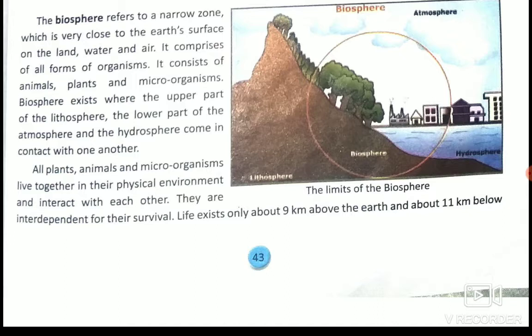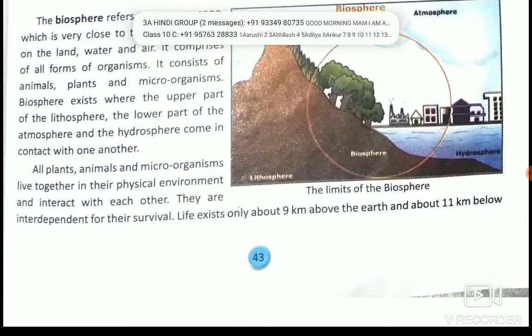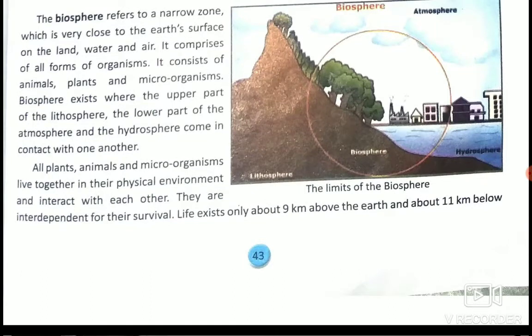The biosphere exists where the upper part of the lithosphere, the lower part of the atmosphere, and the hydrosphere come in contact with one another. So the upper part of the lithosphere, the lower part of the atmosphere, and the hydrosphere.